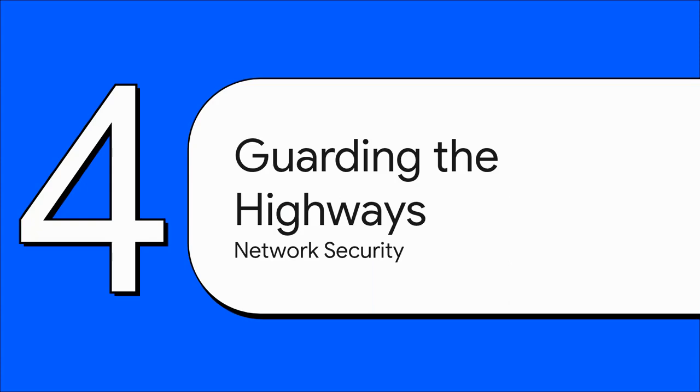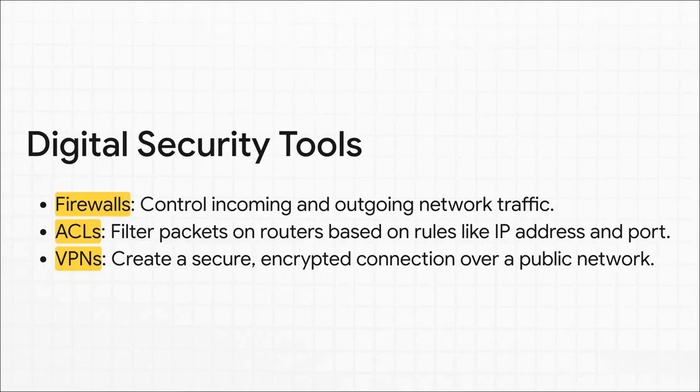So, the server has the data we want, but the return journey, that's where the dangers are. How do we make sure our data gets back safely? Well, to keep all that data safe, the network uses all these different layers of security. You've got firewalls acting as the main border patrol for the entire network.